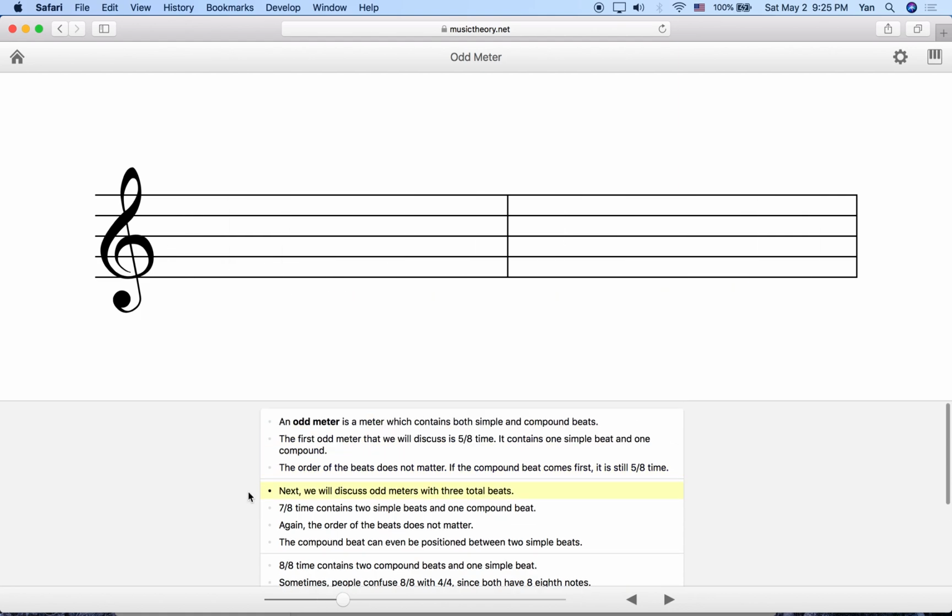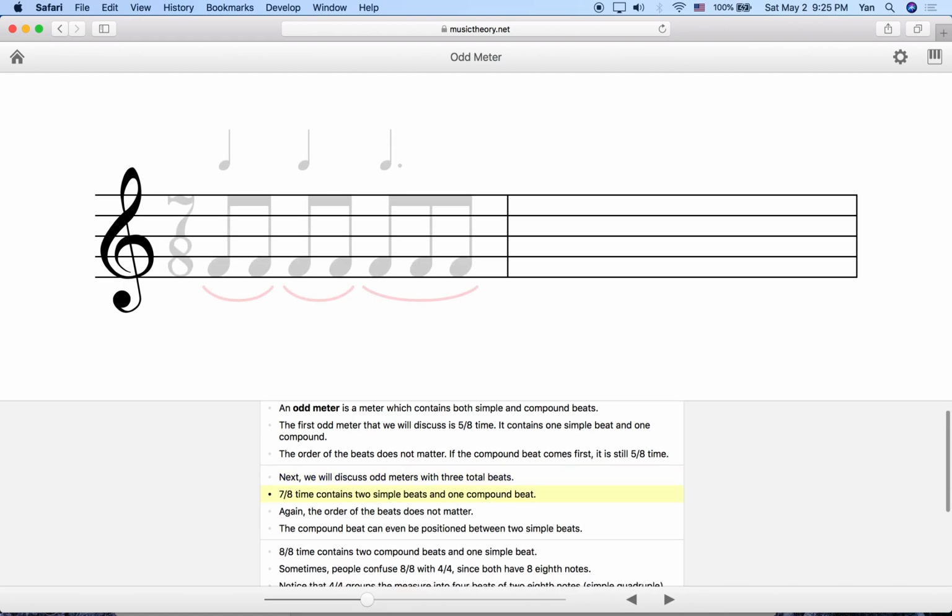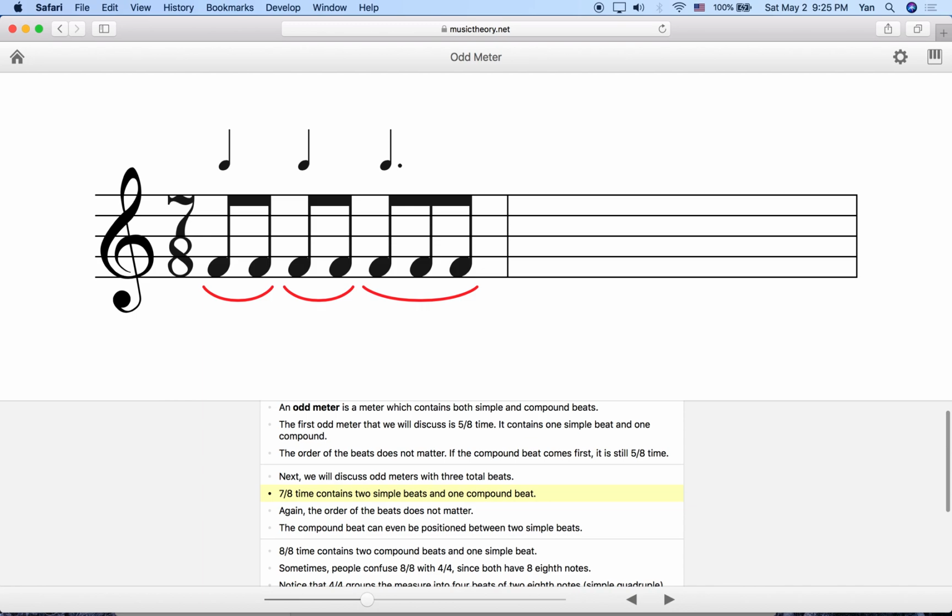So let's talk about odd meters with 3 beats this time. The previous odd meter had 2 beats, but now let's talk about 7/8. 7/8 is seven eighth notes, but instead of having seven eighth note beats, we're going to group these into different combinations to make 3 beats.